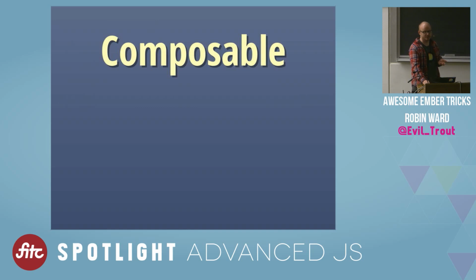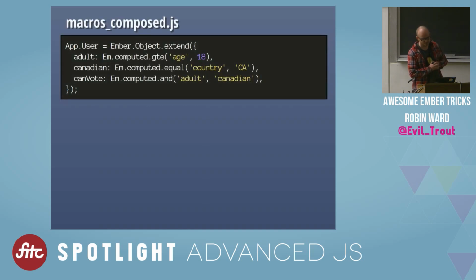And the really cool thing about doing it this way is that they're composable. Here I've taken the adult and Canadian ones from the previous example, but I've added can vote, and I've used Ember computed and. So I'm saying you can vote if you're an adult and you're Canadian. Again, it's keeping the object graph in mind with the dependencies, and you don't have to do anything about it. Caching is one of the hardest problems in computer science, but just by outlining the dependencies, without even thinking about it, it knows to not recalculate any of those values.